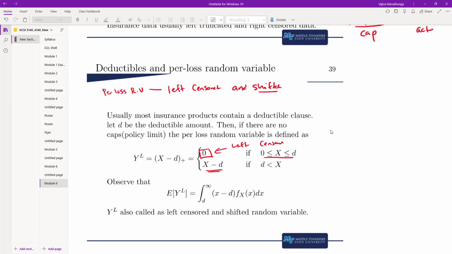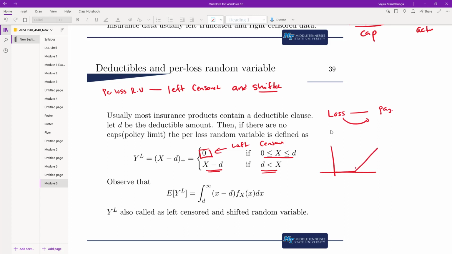This one is called the per loss random variable. The reason it's called the per loss random variable is that it takes on the value 0 whenever a loss produces no payment. The loss produces a payment if it is above the deductible amount. D is the deductible amount. So it still shows that there is a loss, but it does not show the exact value. It's set as zero. So if we graph this, it would look like this.